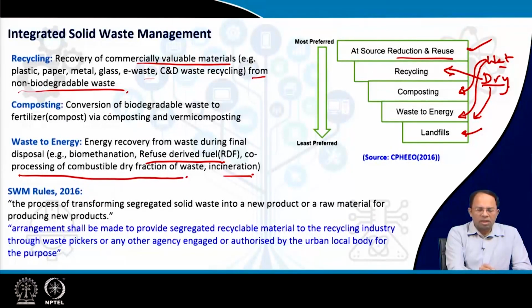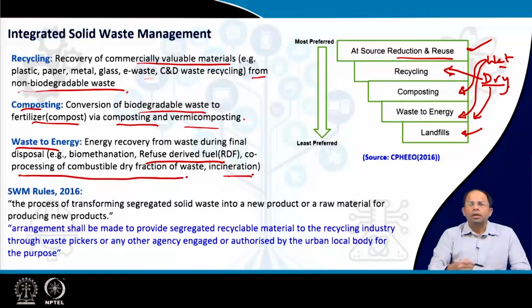Composting is the conversion of biodegradable waste to fertilizer via composting and vermicomposting. This we will learn in the subsequent lectures. And waste to energy is energy recovery from waste during final disposal, and different processes could be employed, such as biomethanation, which uses organic or wet waste, refuse derived fuel, co-processing of the combustible dry fraction of waste, and incineration. So these are the three options that we have to reduce or reuse, or to adhere to the 3R principles.